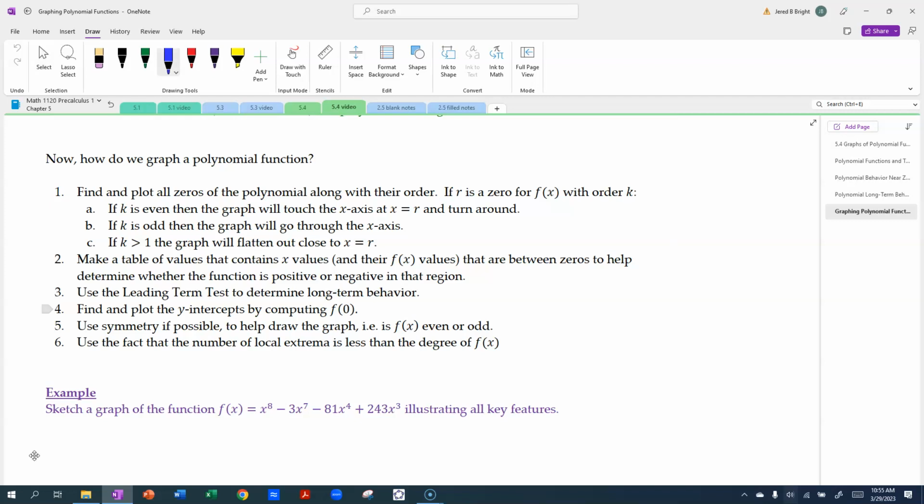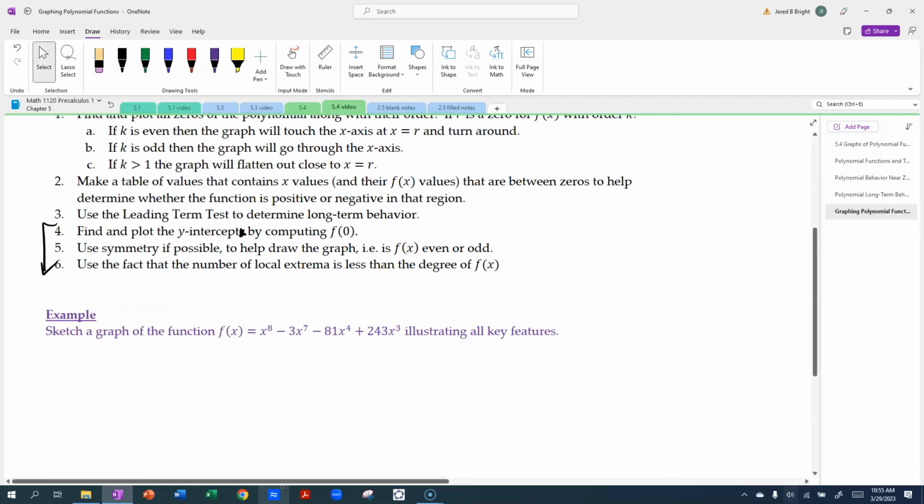The last 3 are kind of new, but they're just things to polish the thing off. The y-intercept, and there's actually only one. And then symmetry, which could be helpful: determine whether the function is even or odd. And then do that last reality check to make sure that your number of local extrema is less than the degree of f of x.